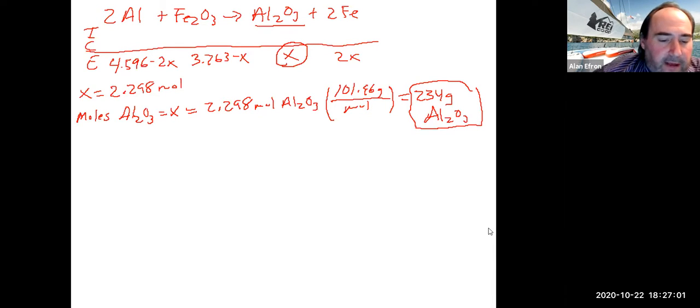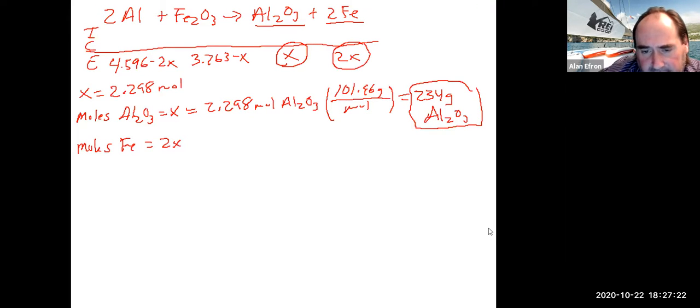Now, that was what we were actually looking to solve for here in this particular reaction. But the nice thing about this table approach is it wasn't asked, but we could then very quickly figure out how many grams of iron we actually made, because we know that the moles of iron from our table is equal to 2 times X. So it's equal to 2X at the end, which means that we would take 2 times our X value, 2.298 moles, of what we got there, iron.